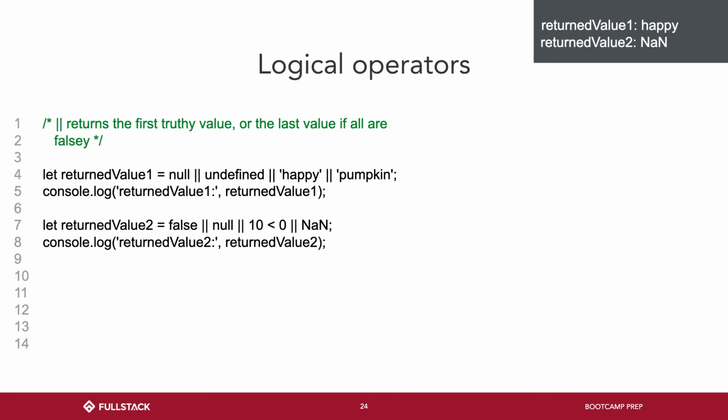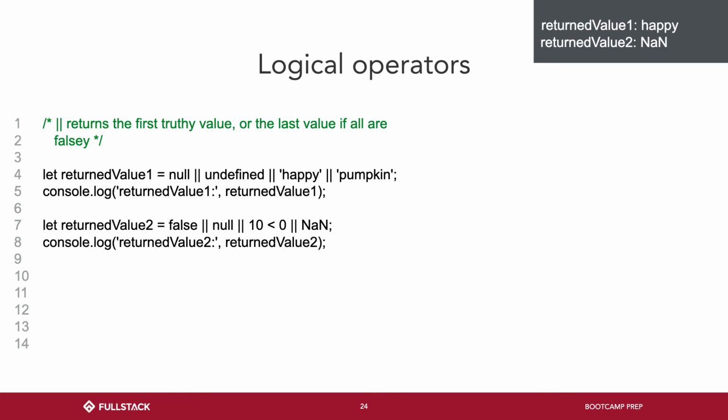So the second: false or null. If I didn't have these, the return value would be null. So false or null returns null, and then null or 10 is less than 0 returns false. Because 10 less than 0, the less than returns a boolean, right? So 10 less than 0 does return false, so null or false, we get false. False or not a number, we get not a number. Right? Left to right.